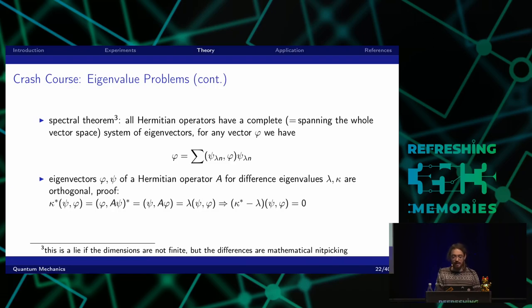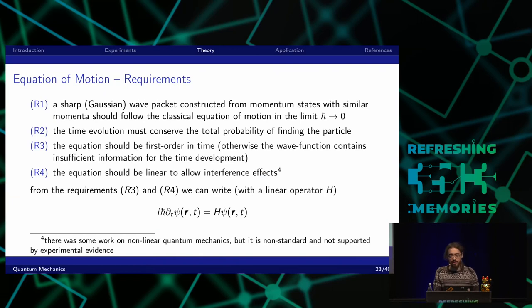So now we have that, and now we want to know how does this strange function psi that describes the state of the system evolve in time. And for this, we can have several requirements that it must fulfill. So again, we are close to software engineering, and one requirement is that if it's a sharp wave packet, so if we have a localized state that is not smeared around the whole space, then it should follow the classical equation of motion, because we want that our new theory contains our old theory.